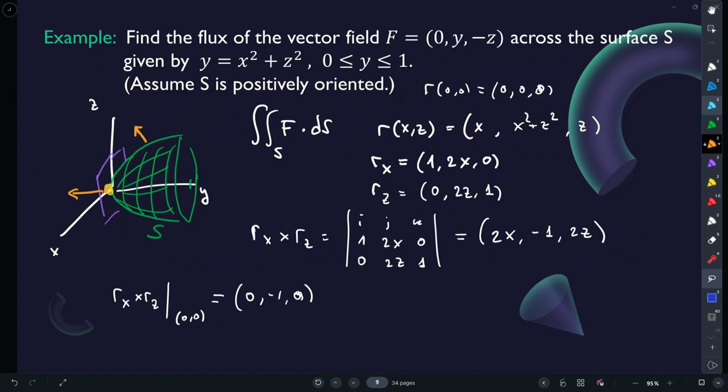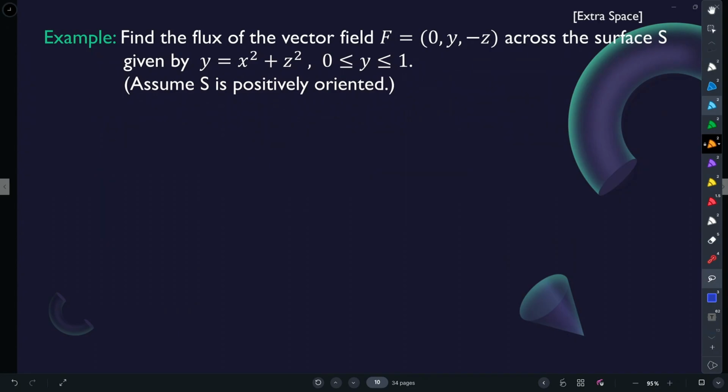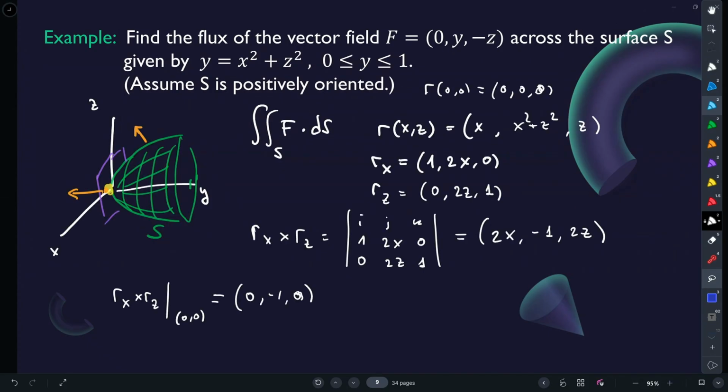So now I can evaluate the integral. The integral of F dS over the surface is going to be the integral over the domain. Here the domain is the domain of the parameterization. Maybe we should have done that first, right? We should have thought, what is the domain of my parameters? The x and the z can be where? All real numbers.